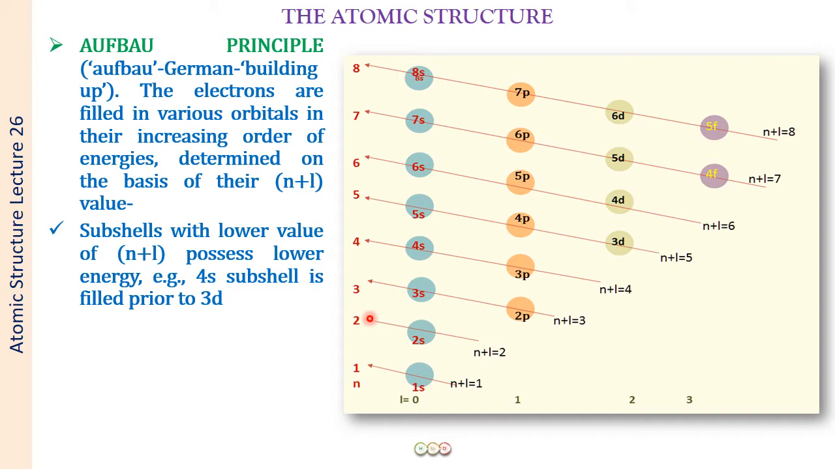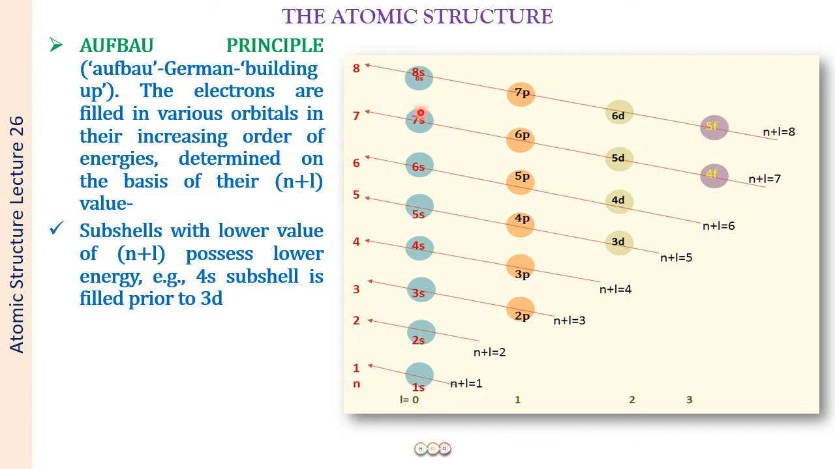So you will be filling the 2s orbital after that, and then again go back to the third arrow tail and you will fill first 2p then 3s. Again go back to the next tail, you are going to fill 3p and 4s, and then it is going to be 3d 4p 5s, and then 4d 5p 6s, and again 4f 5d 6p and 7s, and so on.